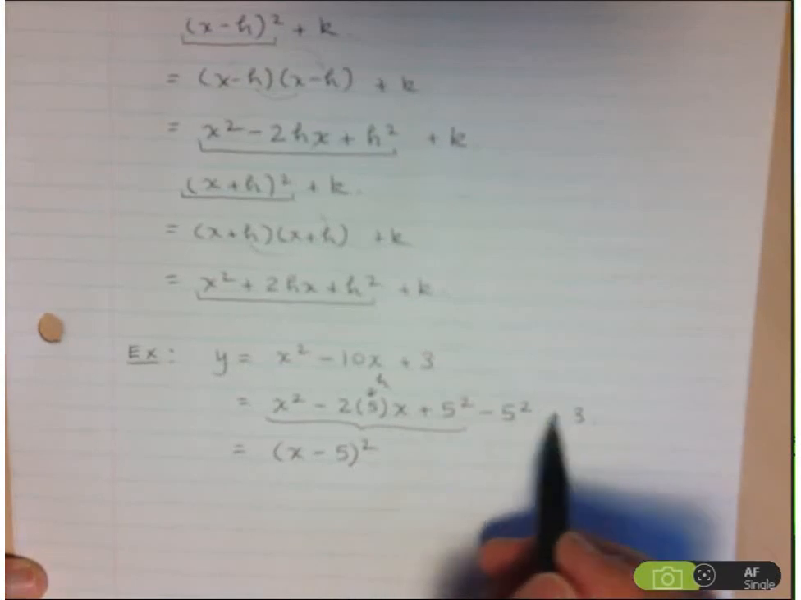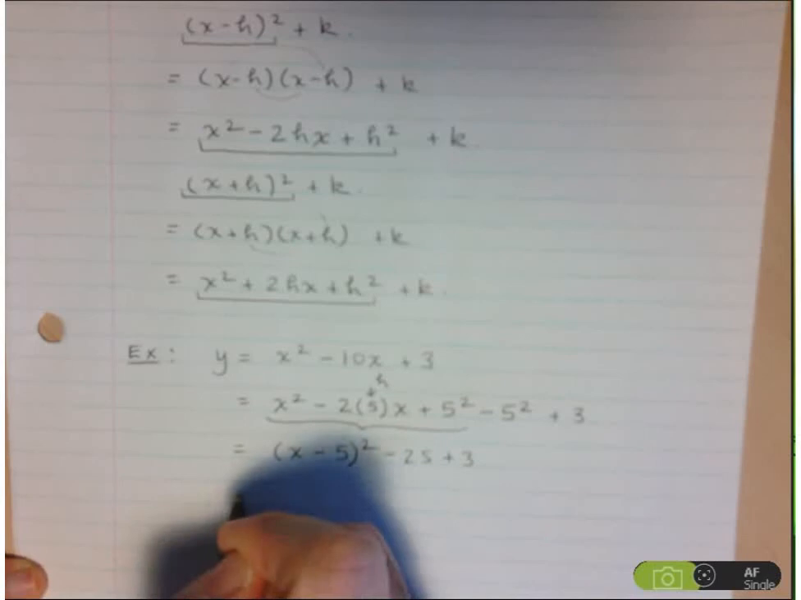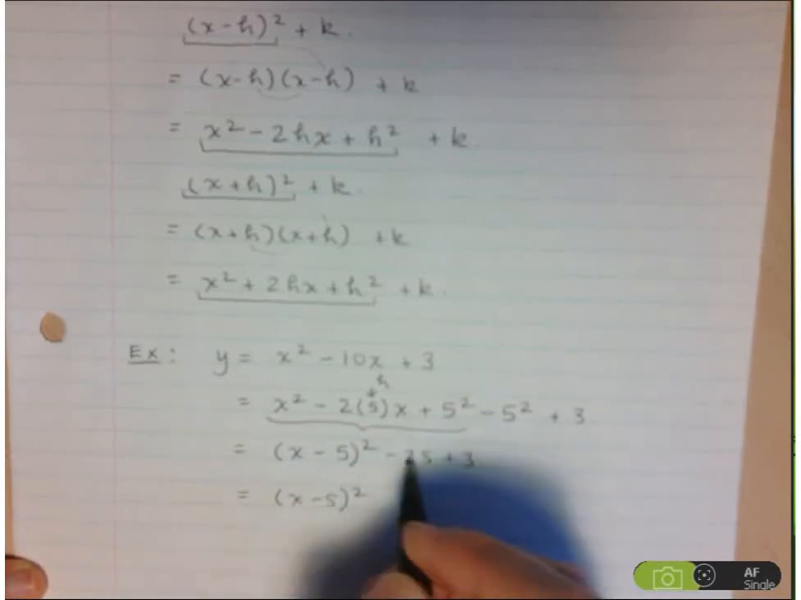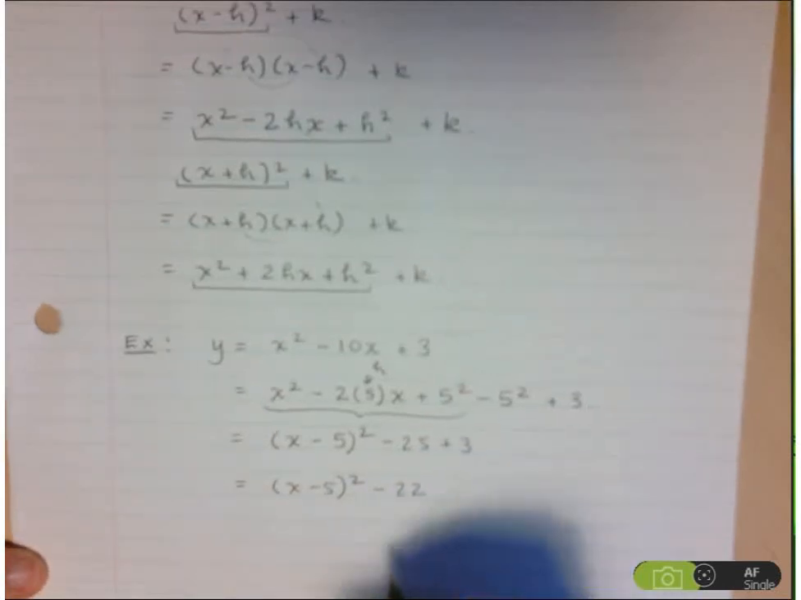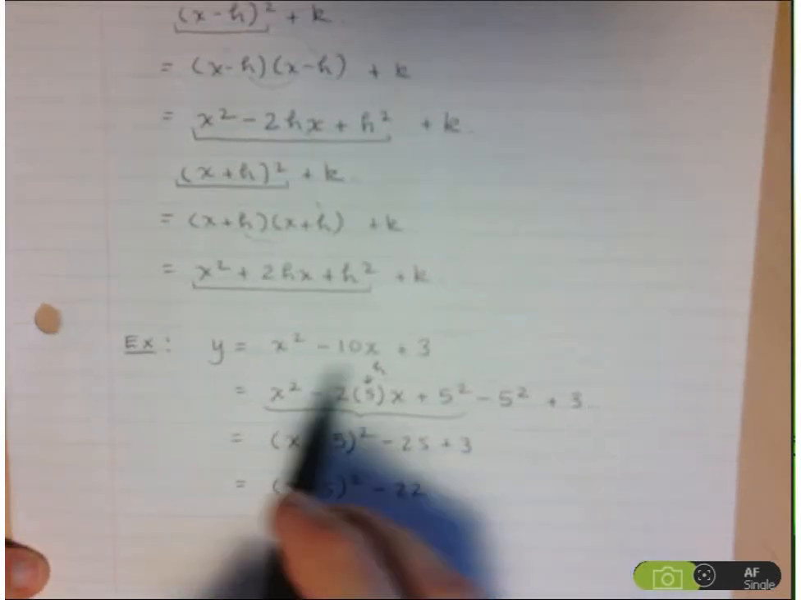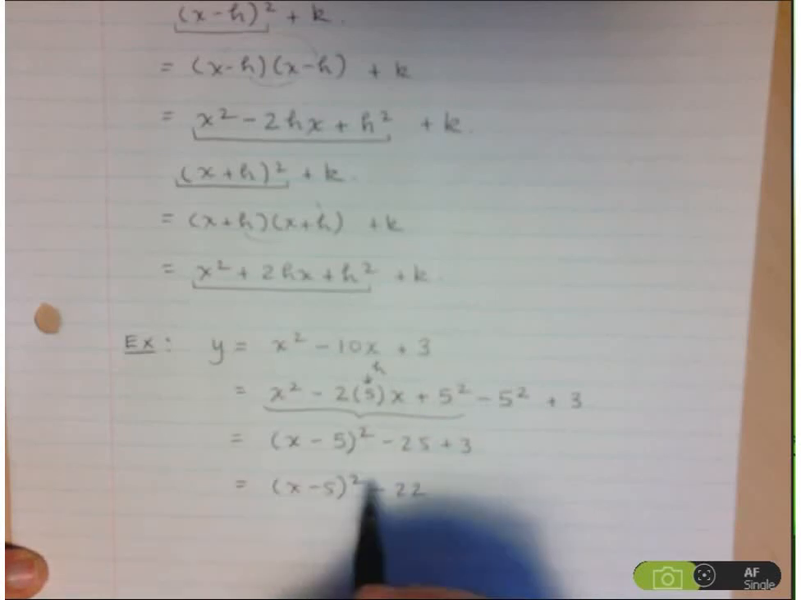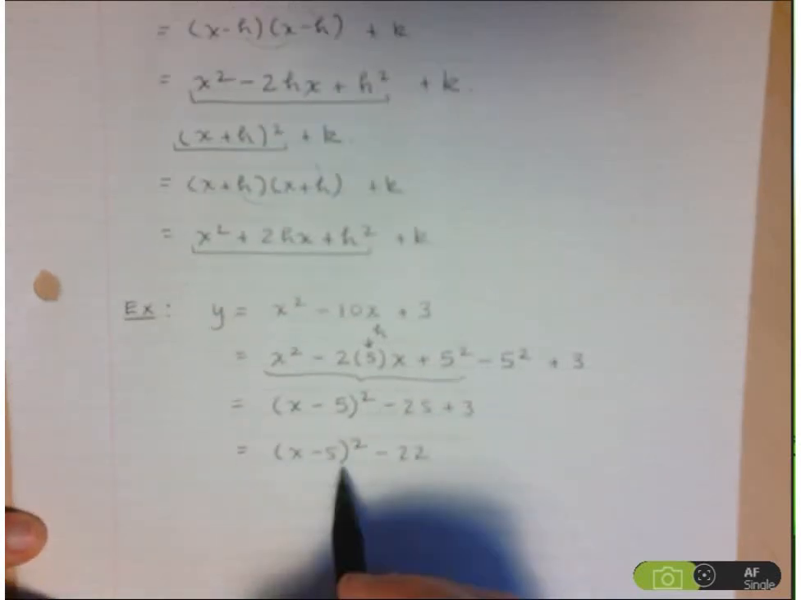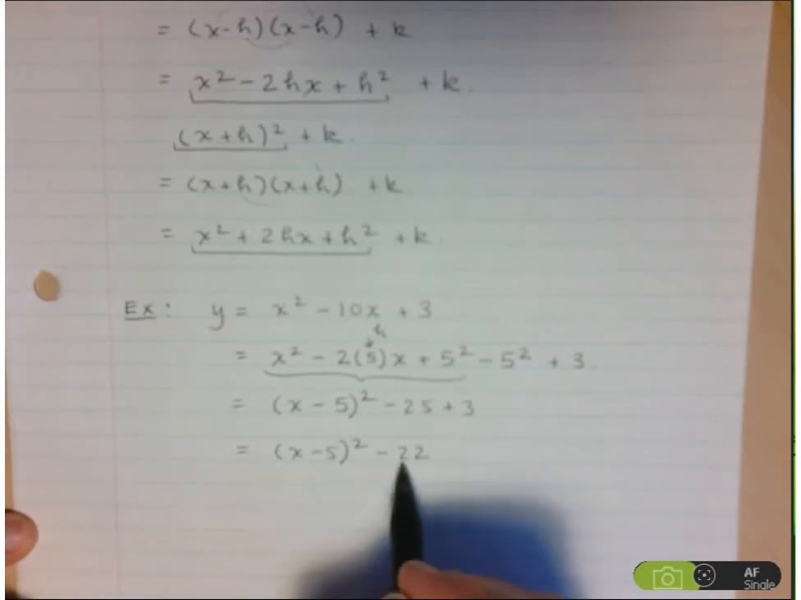And then all I have left to do is to simplify what remains. So minus 25 plus 3, and so I have x minus 5 all squared, negative 25 plus 3 is minus 22, and I've accomplished what I set out to accomplish, which was to take this quadratic function in standard form and to rewrite it in vertex form. So here now I can read off the vertex just by looking at the equation, 5, negative 22.